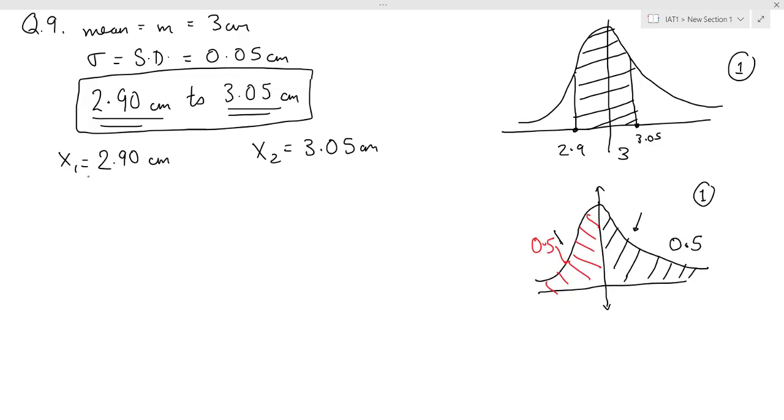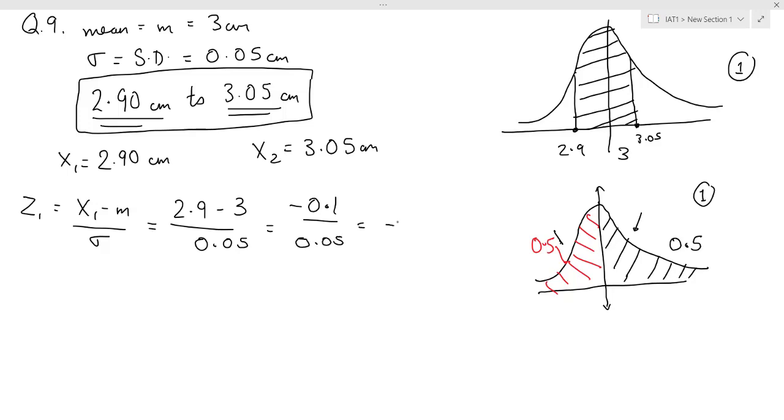So now coming back to this question, we have to convert our normal distribution into the standard normal distribution. So how can we convert? We know x1 and x2. So can we find z1? Z1 is going to be (x1 minus m) upon sigma, right? So we can put in the x1 value. x1 is 2.9, m is 3, and sigma is 0.05. So it comes out to be minus 0.1 divided by 0.05, which is minus 2. So z1 is minus 2.